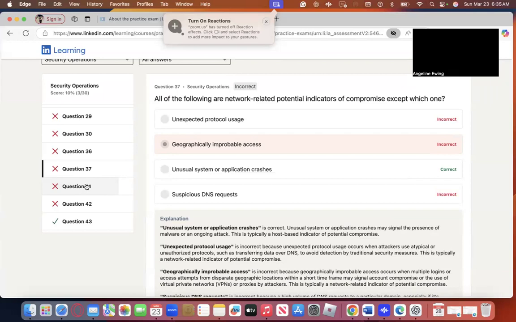On the other hand, unexpected protocol usage occurs when attackers use atypical or unauthorized protocols, such as transferring data over DNS, to avoid detection by traditional security measures. This is typically a network-related indicator of potential compromise.